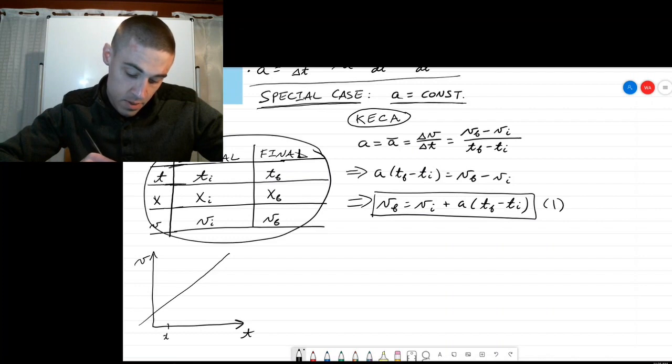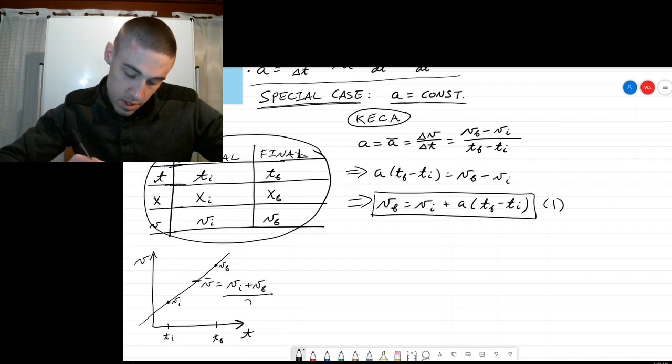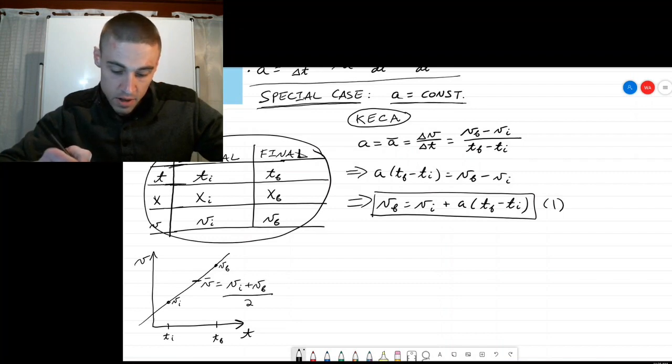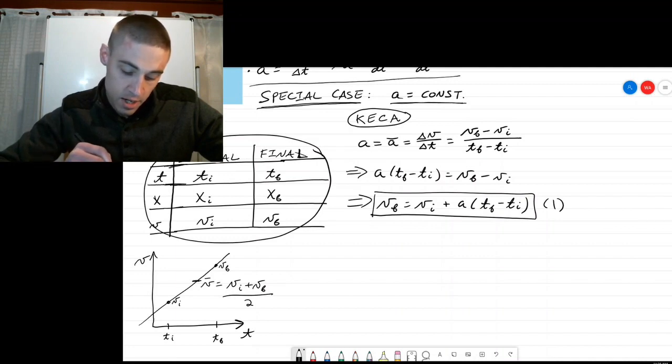If I were to pick out some t initial, say, and some v initial, and t final here, or v final up here, you note that the average velocity in this time window between t initial and t final is just 1/2 of the sum of these two endpoints here. So the average velocity over this time window going from t initial to t final is just this value that's halfway between v initial and v final.